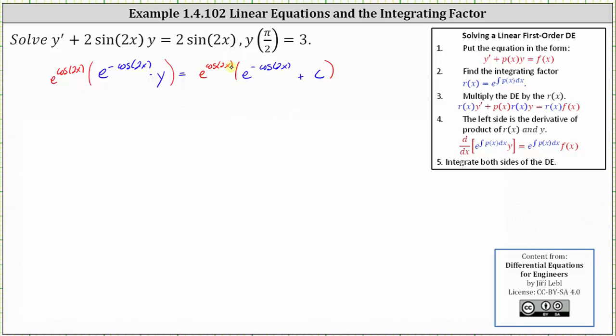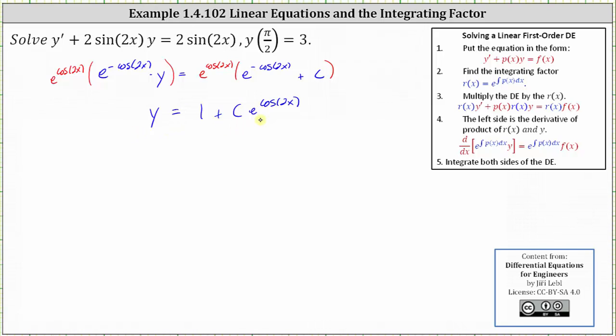Remember, when the bases are the same and we're multiplying, we add the exponents. So e to the power of cosine 2x times e to the power of negative cosine 2x is equal to e to the 0, which is 1, giving us 1 times y, or just y on the left. On the right, again, multiplying e to the power of cosine 2x times e to the power of negative cosine 2x gives us 1. And then we have plus c times e to the power of cosine 2x. This is the general solution.